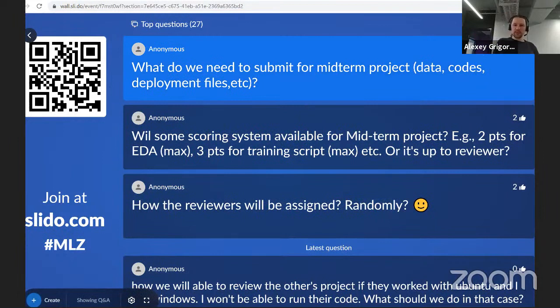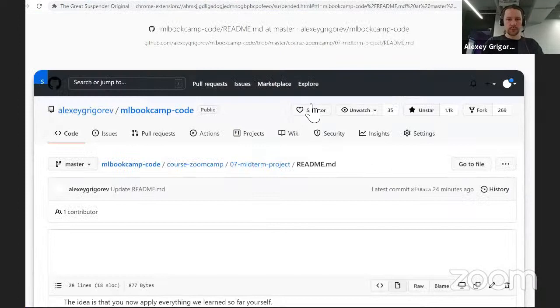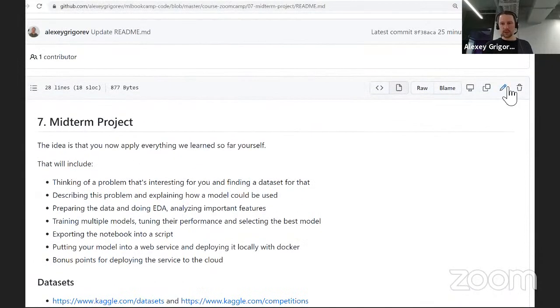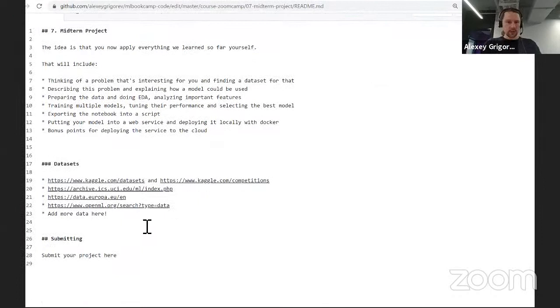What do we need to submit for midterm project? Data, code, deployment files, etc. I think I just answered that. So I will make sure to document that as well in this file. We'll put deliverables here. Maybe let me just add a note here so I don't forget.